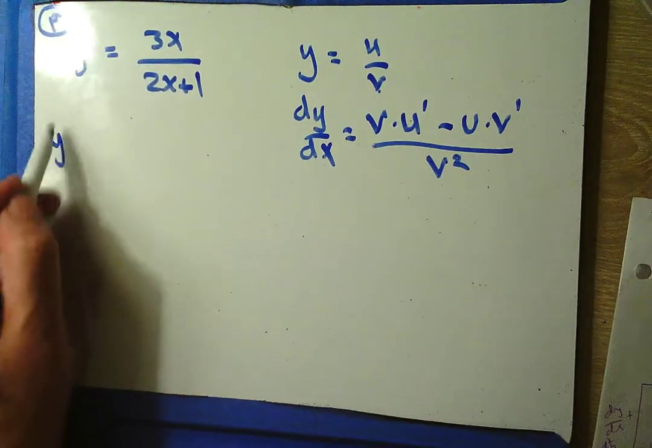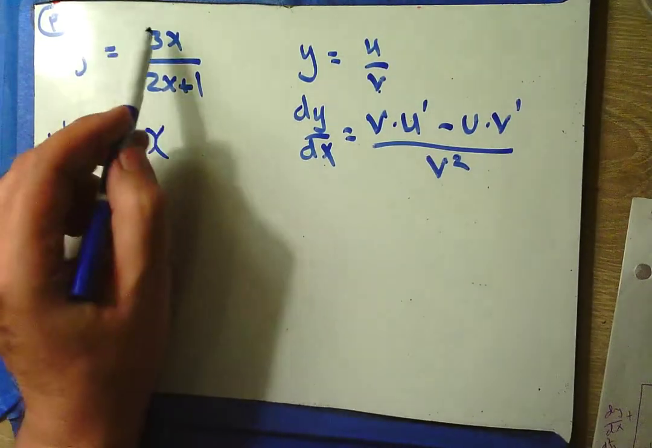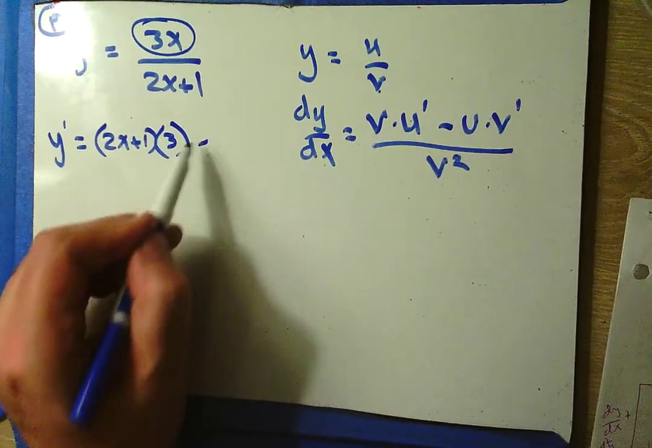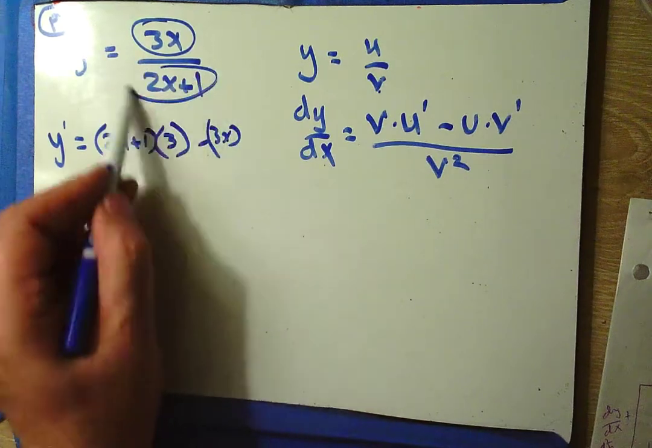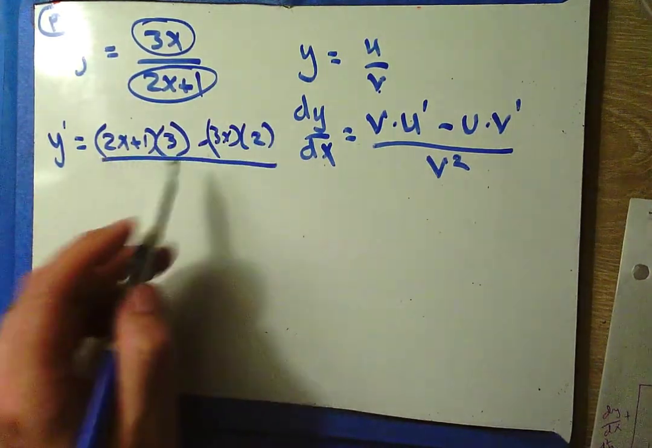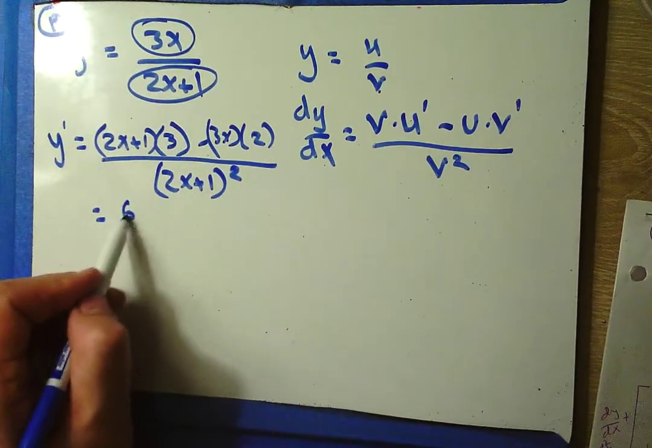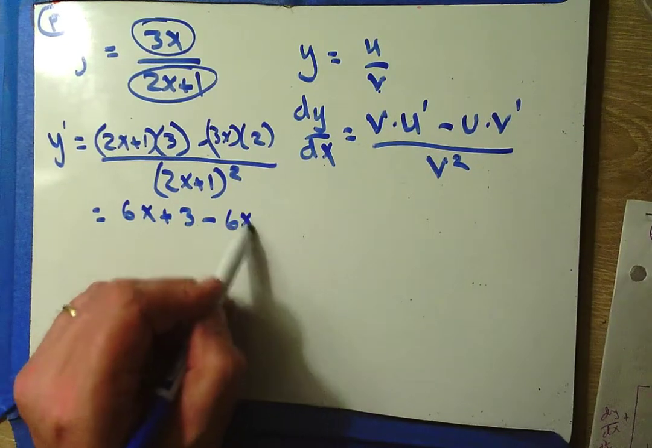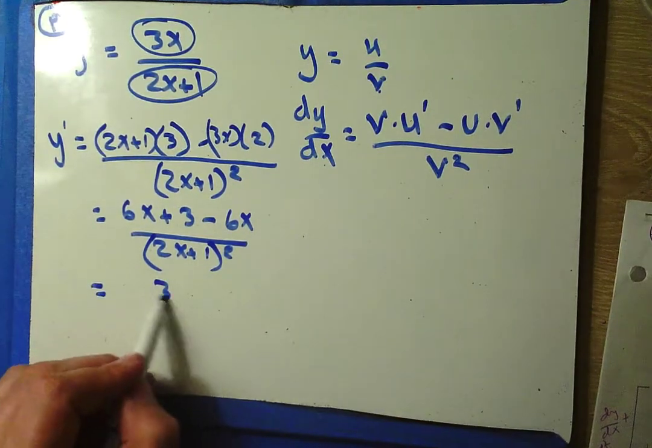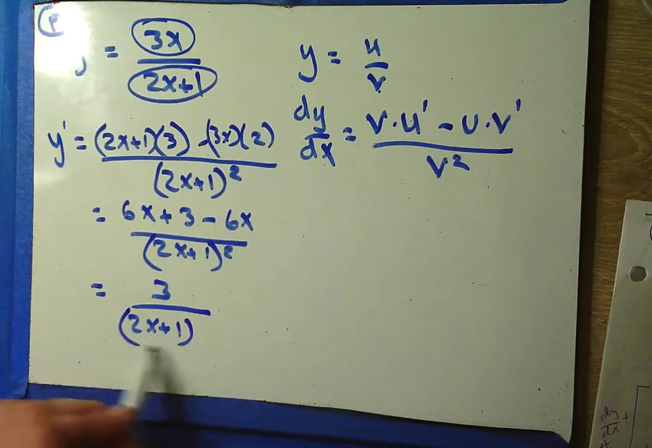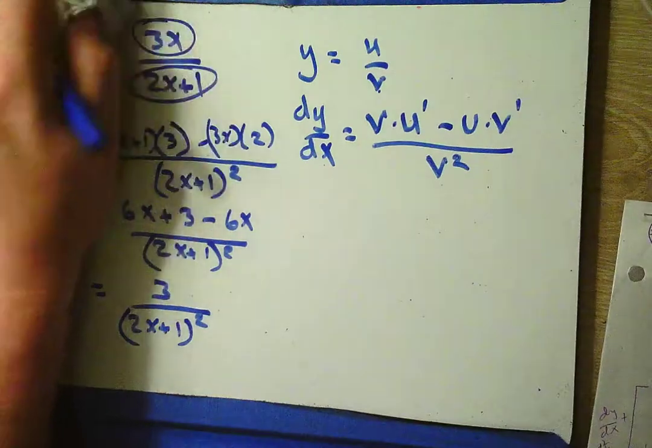Okay, so y prime equals low, the function on the bottom, d high, the derivative of this, minus high, 3x, times d low, the derivative of this, which would be 2, all over low squared. So I've got 6x plus 3 minus 6x over 2x plus 1 squared. And that's going to simplify to 3 over 2x plus 1 squared. Okie doke. Great. Let's move on.